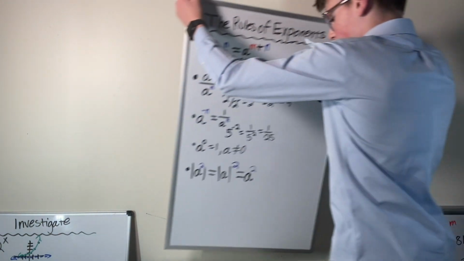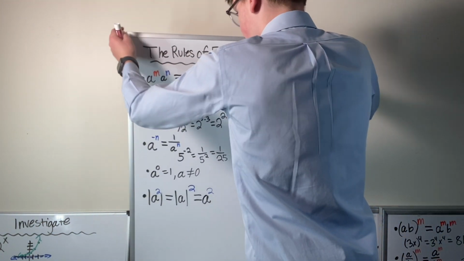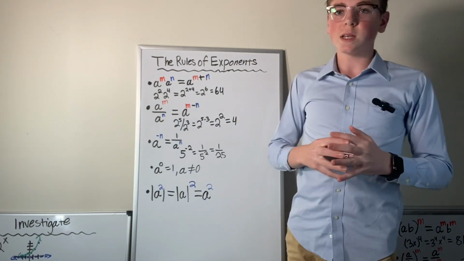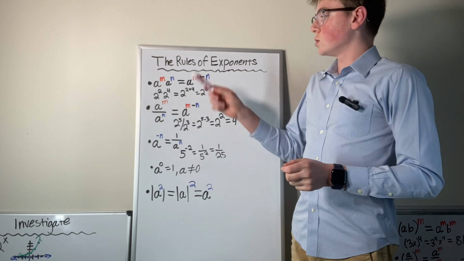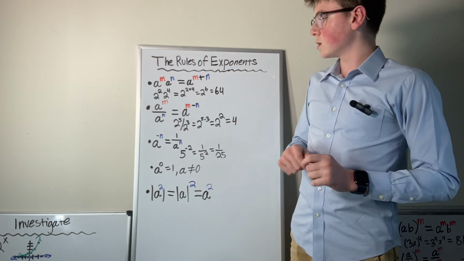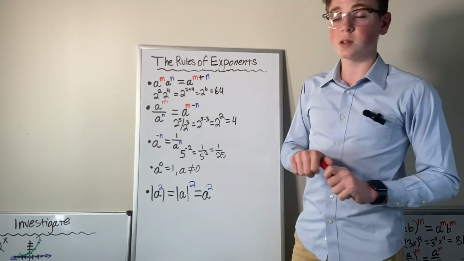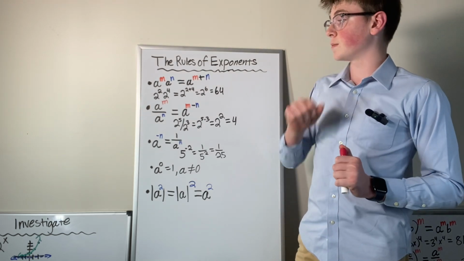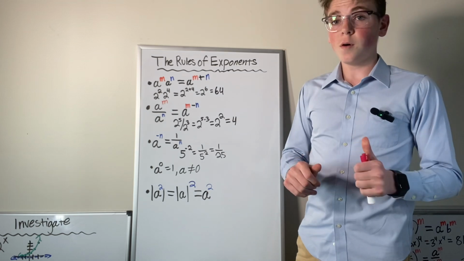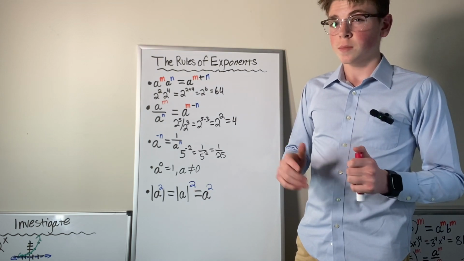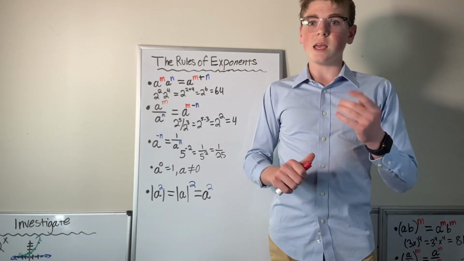So let's keep speeding. Now we have the rules of exponents with some examples. The rules of exponents. a to the m times a to the n equals a to the m plus n. So 2 squared times 2 to the 4th is 2 to the 2 plus 4, equals 2 to the 6th, equals 64. If we look at this, 2 squared is 4, 2 to the 4th is 16. So 4 times 16 equals 64.